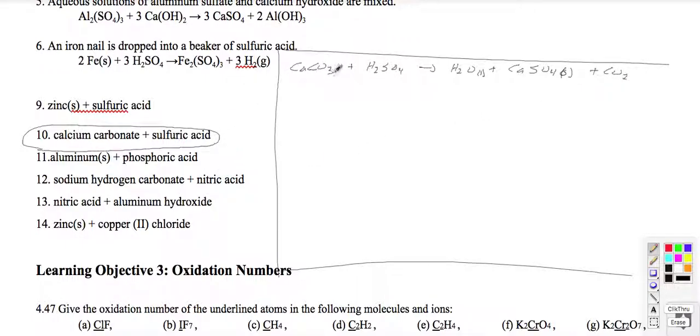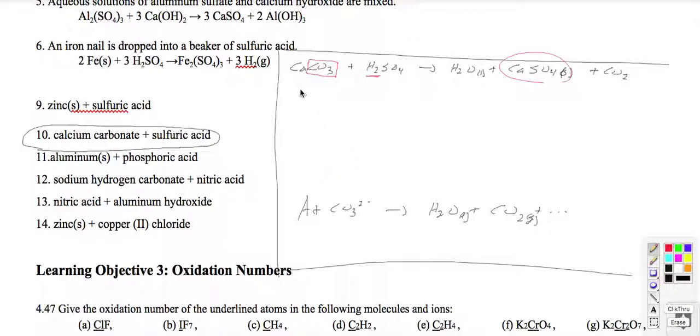So we have calcium carbonate, which is our carbonate, and we have our acid here because of the hydrogen. Anytime we have an acid plus carbonate, we get water, carbon dioxide, and whatever's left. Water is going to be a liquid. Carbon dioxide is going to be a gas. And whatever is left in this case is going to be that calcium sulfate.